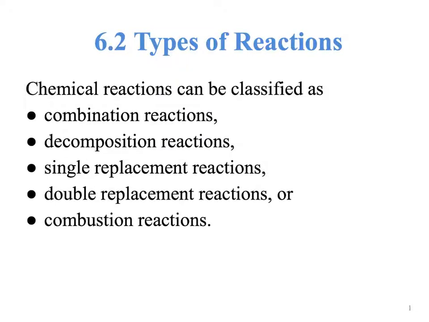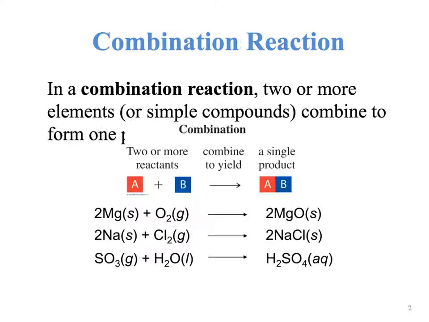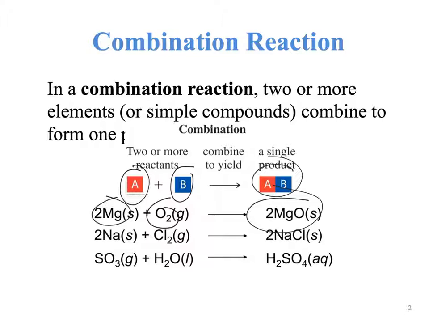Chemical reactions can be classified as combination, decomposition, single replacement, double replacement, and combustion. Let's explore each one of those. A combination reaction has two or more elements or compounds that combine to form just one. You see A and then B and then combine to form one compound.